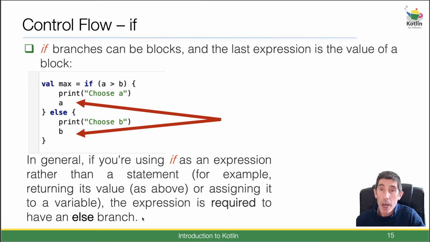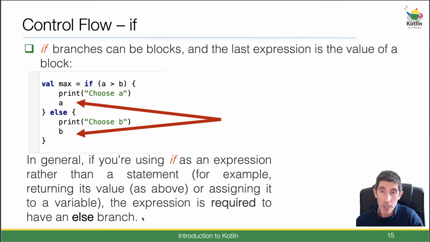To talk a little bit more about if, branches can be blocks also, and the last expression is the value of the block. In this example, we're saying our val max, using it as an expression, but we have actual blocks inside the expression. So as well as just getting a value, we can cause something to happen as well. If a is greater than b, we print choose a and return a, otherwise we print out choose b and we return b.